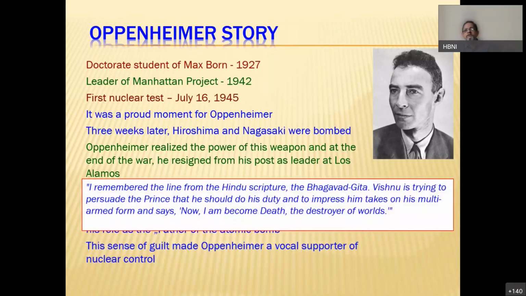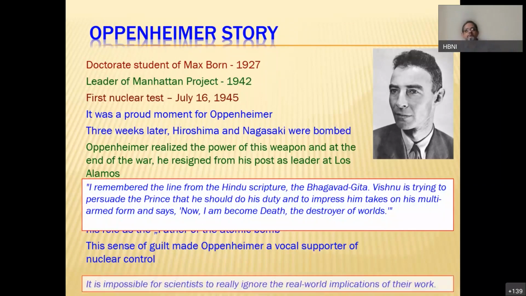And at the time of the first test, he made this statement in the press conference, that he remembered the line from the Hindu scripture, the Bhagavad Gita, where Vishnu is trying to persuade the Prince Arjuna that he should do his duty, and to impress upon him, he takes his multi-armed form, the Vishwarupa or whatever, and he says, now I become death, the destroyer of worlds.